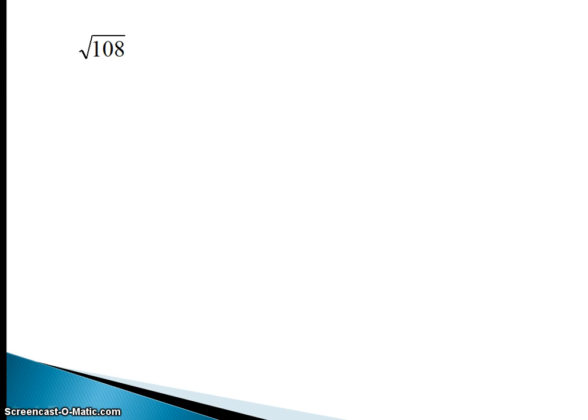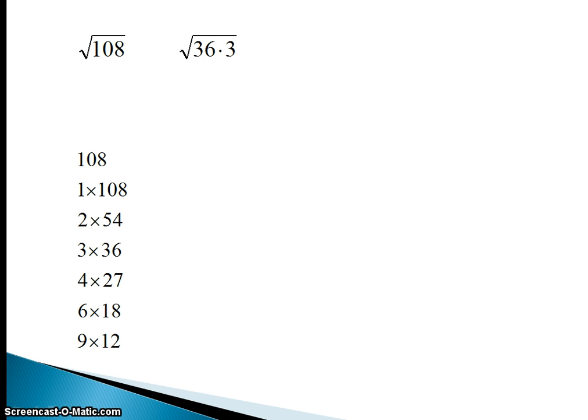Well, we'll start by factoring 108. And we're looking for the pair of factors that has the largest perfect square. It turns out that is 36. So we're going to use 3 and 36 as our factors under the radical. Our next step is to separate those two radicals. The square root of 36 times the square root of 3.